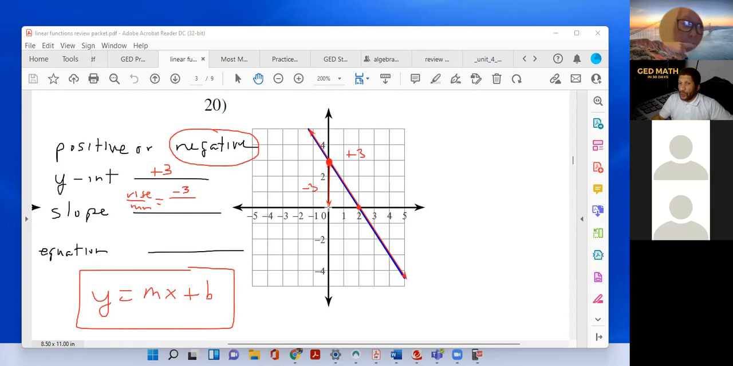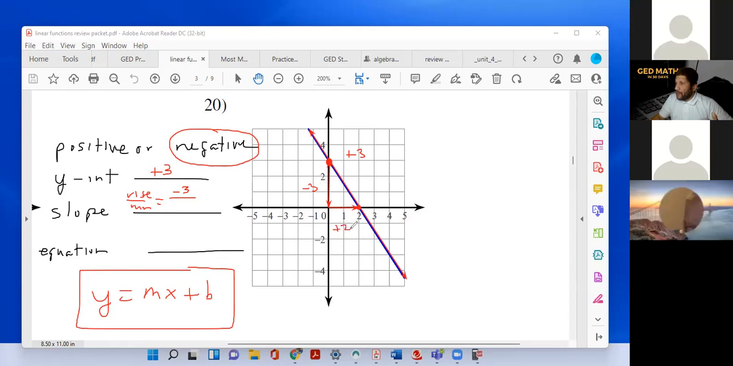Over. Right. Over what direction? Left or right? To the right. Count with me: 1 and 2. What kind of 2 is it? Positive, +2. So our slope is going to be what? -3. -3 what? Over 2. -3 over 2. So our y-intercept is +3.